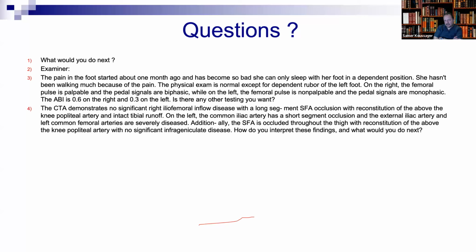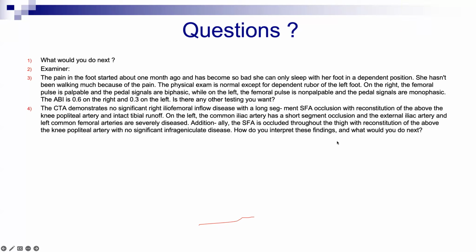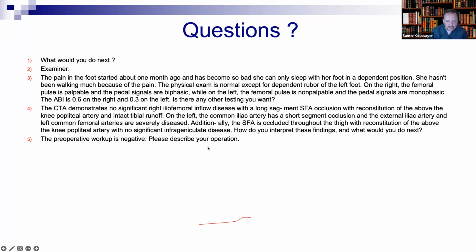So you decide to do a hybrid repair on this patient. How do you start? Explain the procedure to me. This is a question of the next option. Let me see the next question. Okay, let's see. The workup is negative. Describe your operation. So how do you describe it?